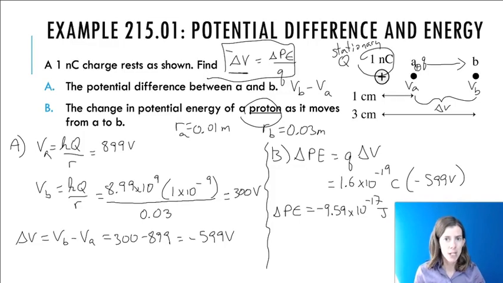So let's think about our answer for a second. The potential energy of the proton decreased, right? It's a negative change in potential energy. Does it make sense? Well, we have a positive charge that is moving away from a positive charge. So that's the direction it naturally wants to go. The potential energy decreases. So it's always good to make sure that your answer makes sense.